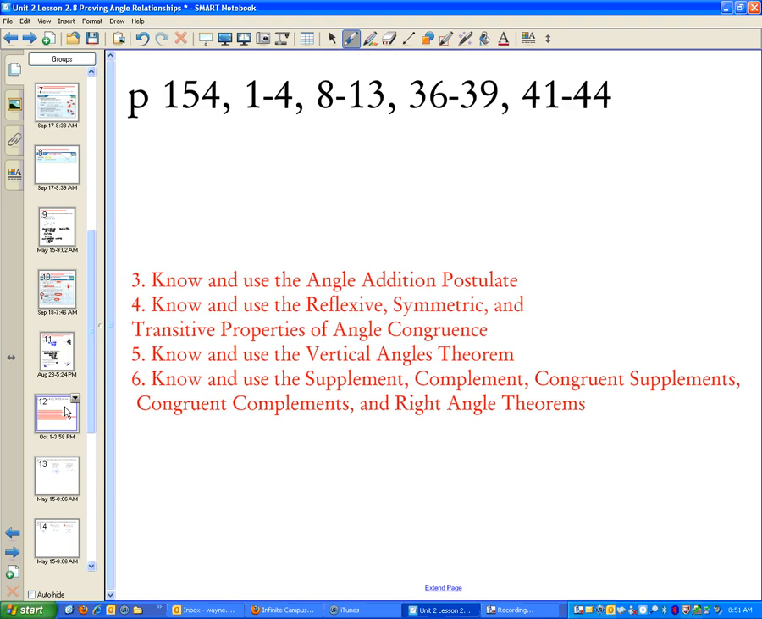And here's your assignment. Page 154, 1 through 4, 8 through 13, 36 through 39, and 41 through 44.